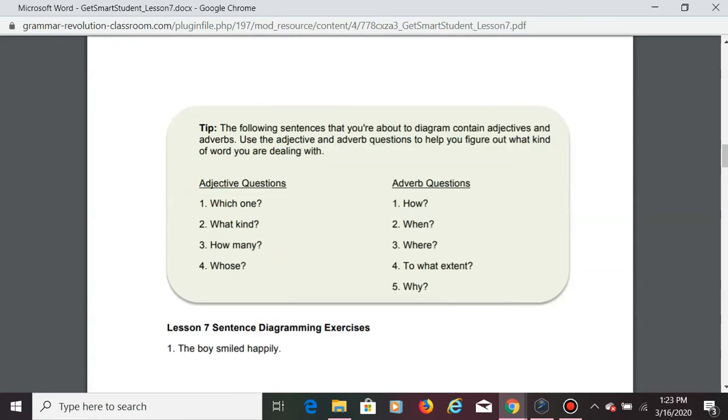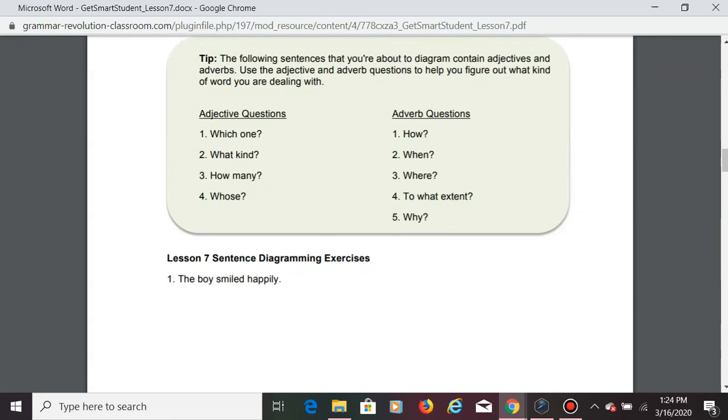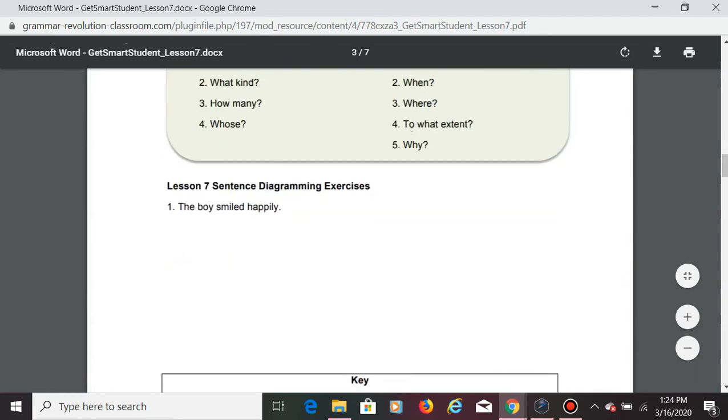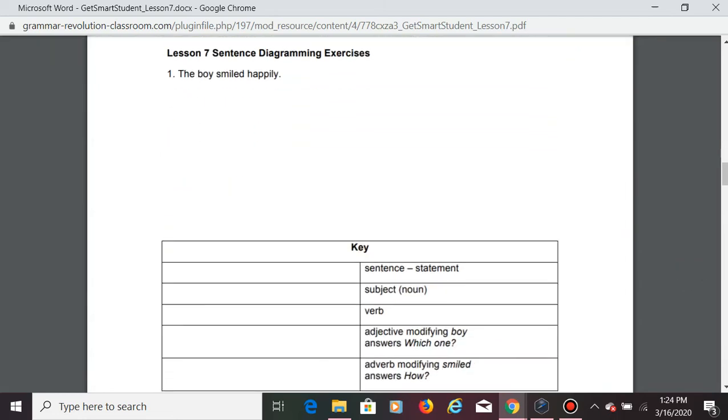So, for your homework, remember to study the adjective questions. So memorize these adjective questions: which one, what kind, how many, and whose. Adverb questions: how, when, where, to what extent, and why.